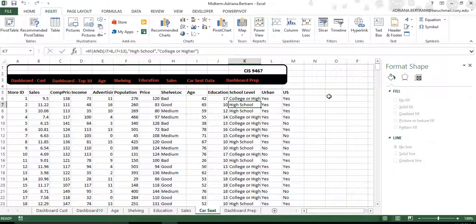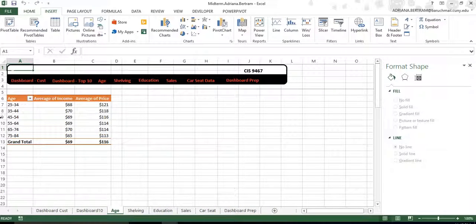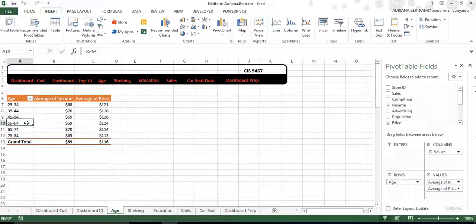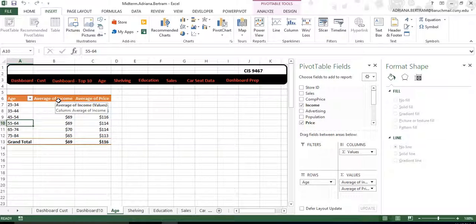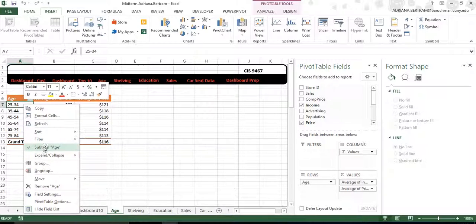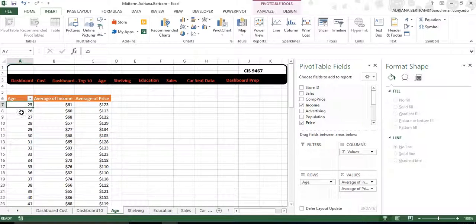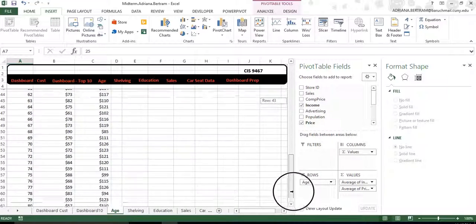So if we get into our dashboard, the first thing someone may want to know is the demographics of the customers. First, I started a pivot table that refers to the age of the customers of the car seats. Here you see I have the age, the average income, as well as the average price of the car seat. Now I just want to note that when I first created this pivot table, this age interval wasn't there. It was actually ungrouped from the ages of 25 all the way down to 80. And for me, that's too much.